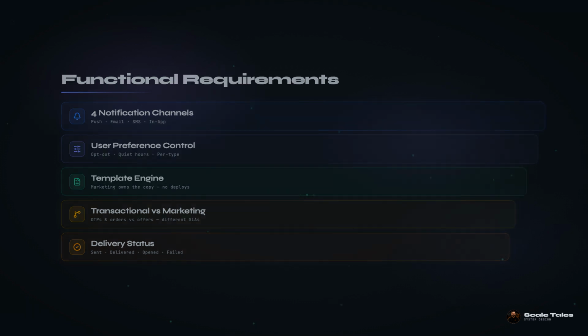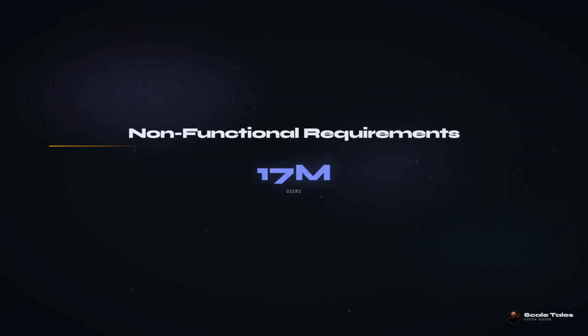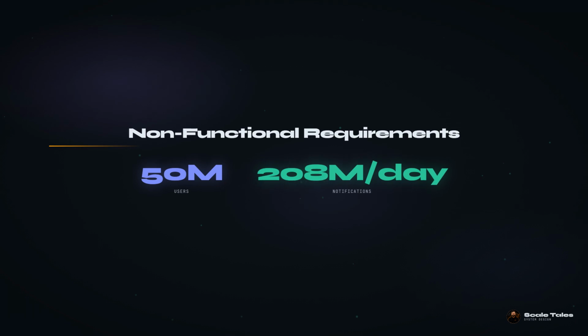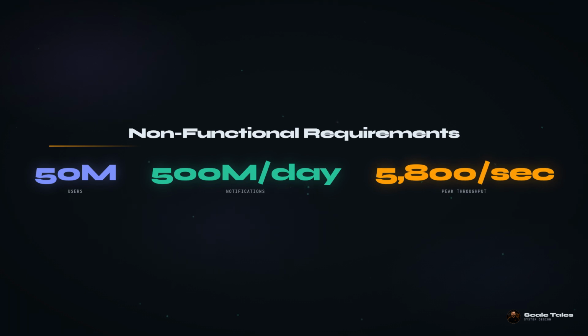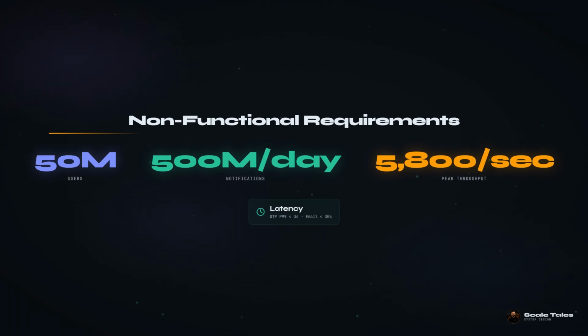We want to know. Now, non-functional. Scale: 50 million users, 500 million notifications per day. That's roughly 5,800 notifications per second at peak. Latency: OTPs and transactional push, P99 under 3 seconds. Email: P99 under 30 seconds. Marketing notifications: best effort, minutes is fine.